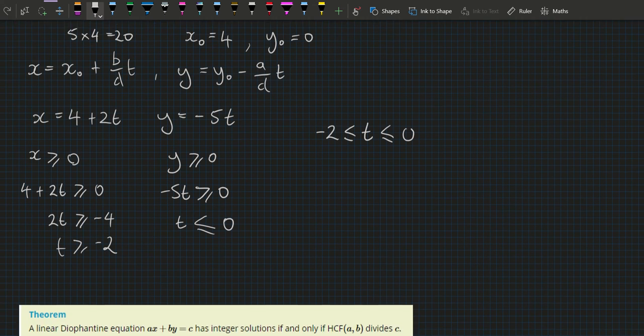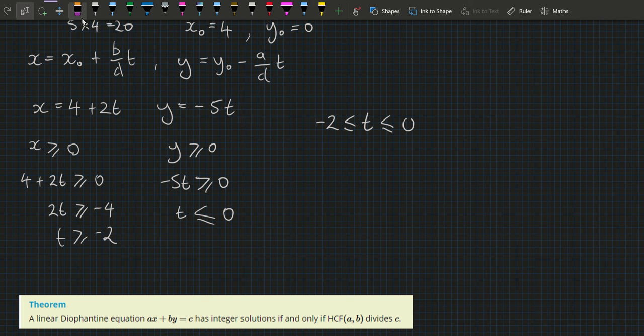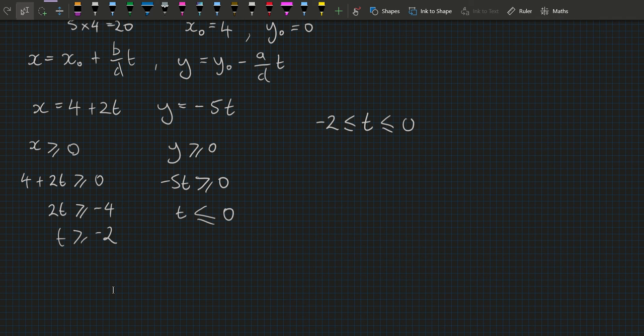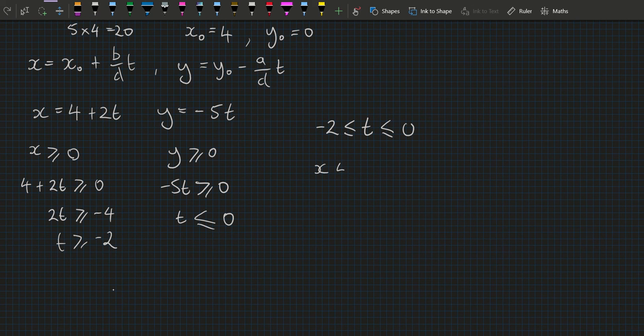So following on from this, all possible values are, t has to be between -2 and 0, okay? So let's just, actually I might write this as a table. So these are my t's, this is the x, and this is the y available to them.